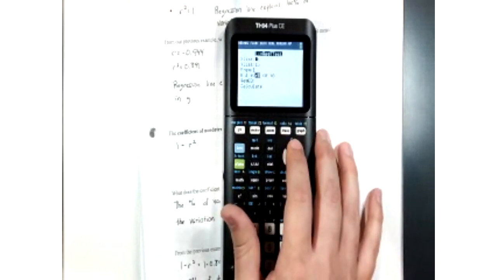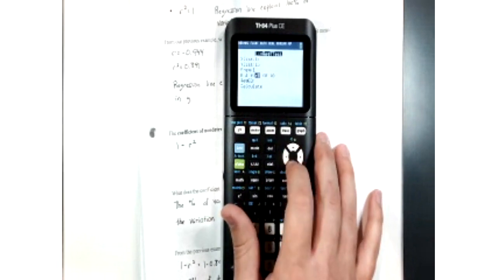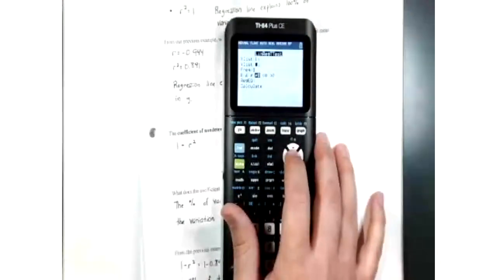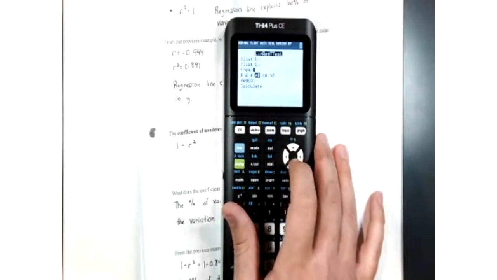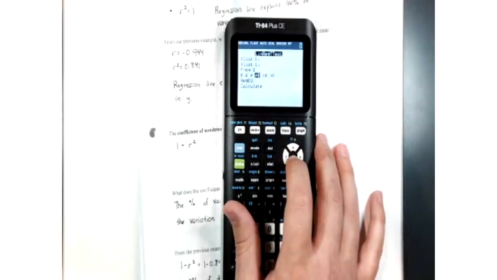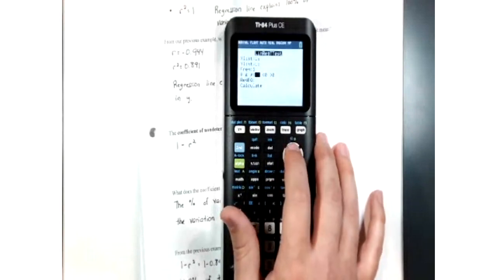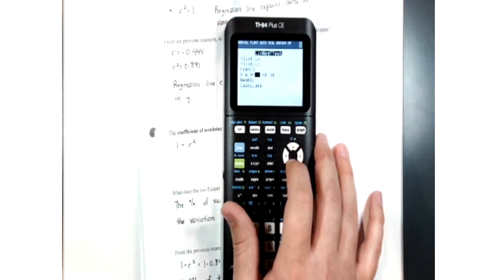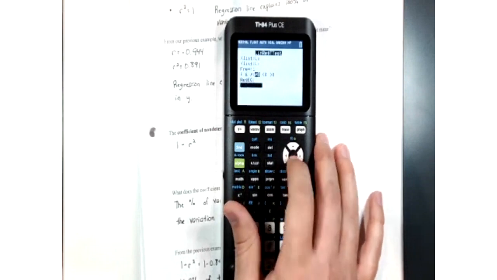So your x values, which are the number of absences, are in L1. And in your L2 are the responses, the final grades. And the frequency, just leave that as 1. And then this right here is the hypothesized y-intercept and slope. In this case, they're both equal to 0 under the null hypothesis, and we're testing whether they are not equal to 0. So just leave that as not equal to 0, and then hit calculate.